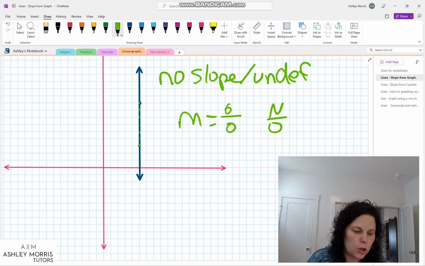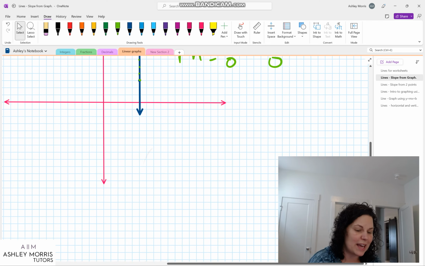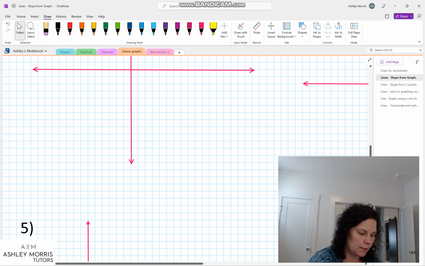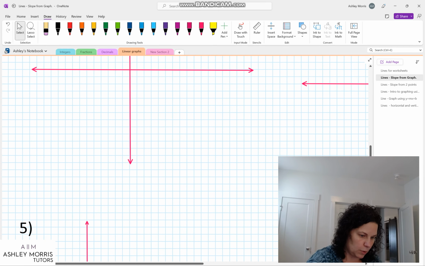This is no. You are not allowed to divide by 0. 0 on the bottom automatically tells you undefined, no slope. You can never, ever divide by 0. Work with me, computer. There we go.